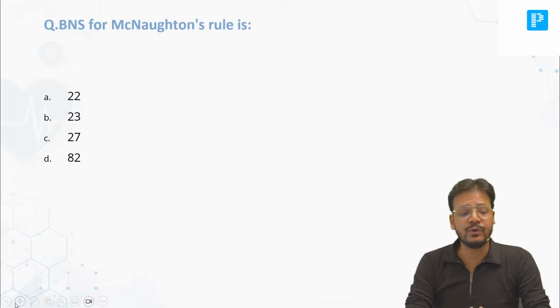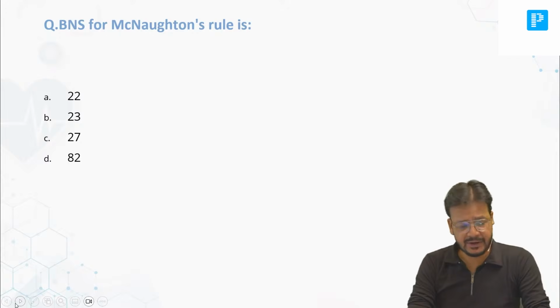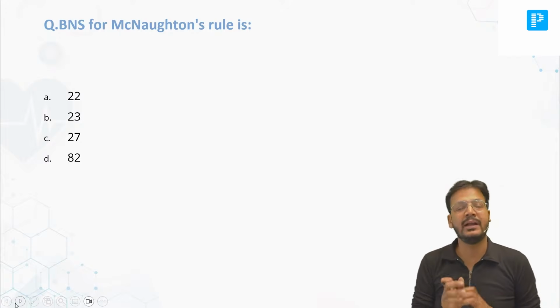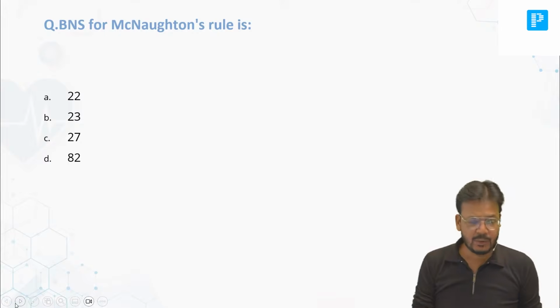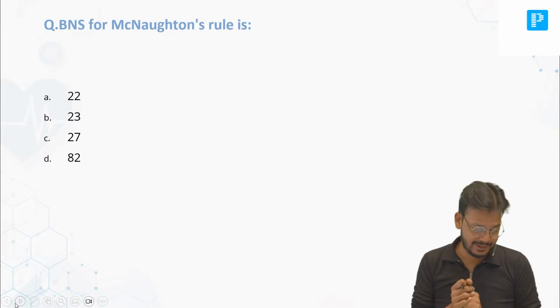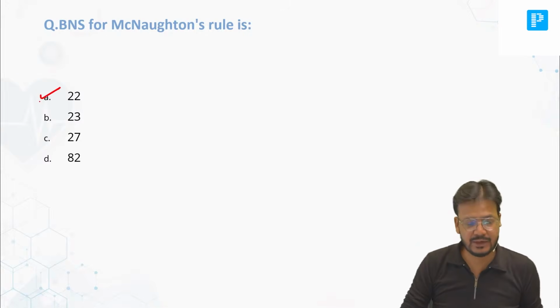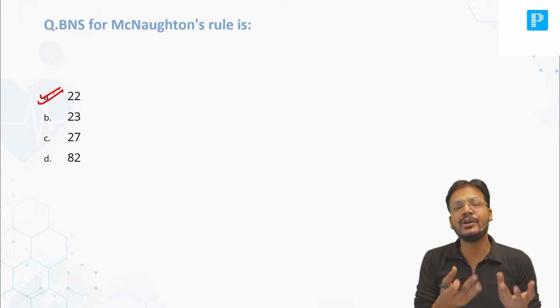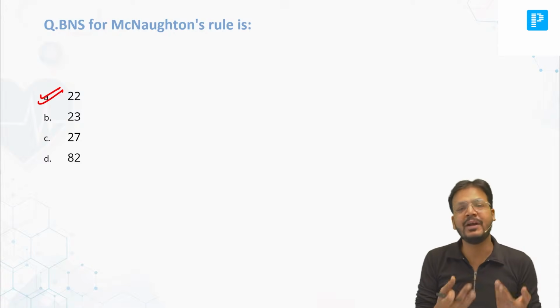BNS for McNaughton rule: 22, 23, 27, 82. What is the BNS section for McNaughton rule? I will make a very simple trick. You become naughty at what age? That's a trick to remember. Anyone? It is 22. Yes, 22. Because when you clear the age of 21, the age of marriage, you become naughty at 22.